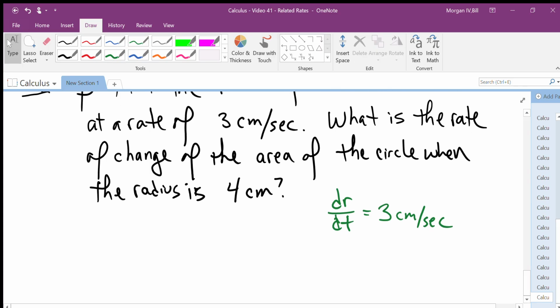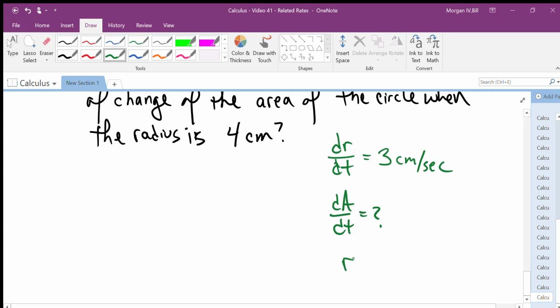What is the rate of change of the area? So dA dt equals question mark. We want to know that when the radius is 4 centimeters. Okay, so we know dr dt, we want to know dA dt, so we're going to need to start with an equation that relates r and A.